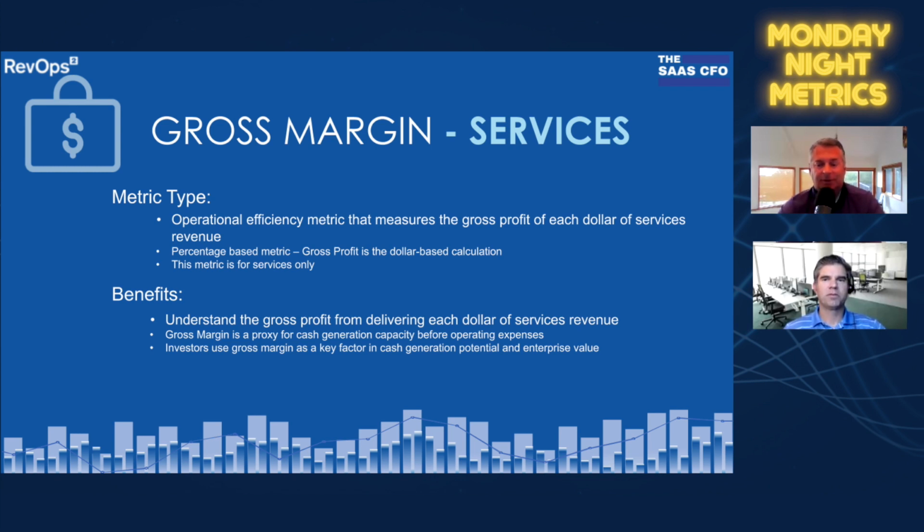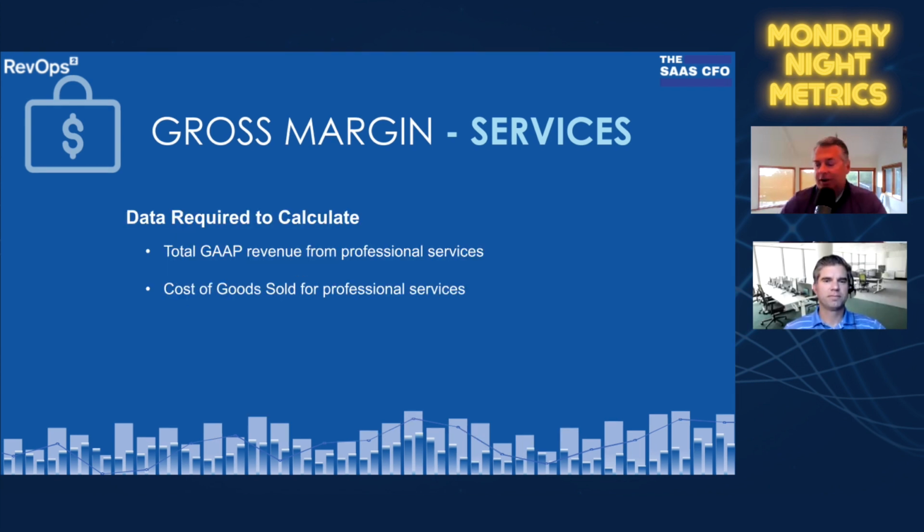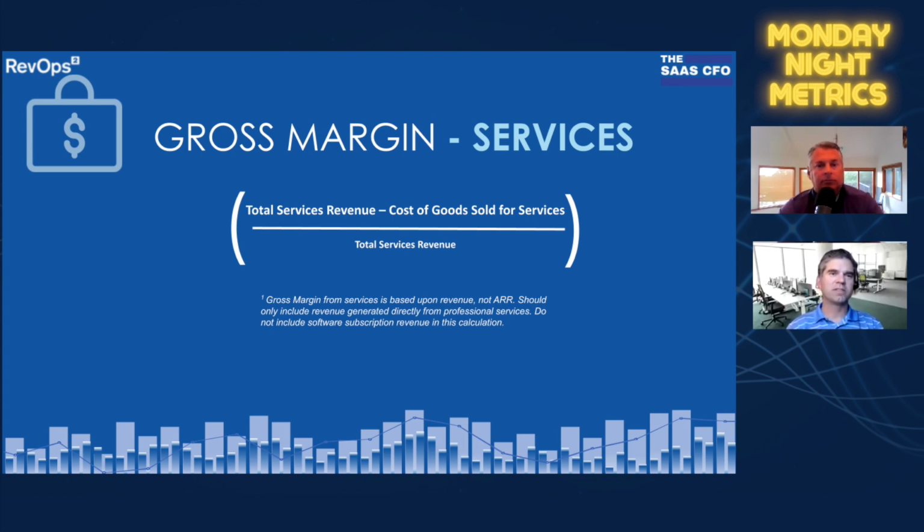Yep, absolutely. Well, let's go real quick to the calculation. Same concept here. And actually we can go to the next slide, where we're isolating our services revenue minus our cost of goods sold for services. In my SaaS P&L, this is just one item, services, so it's that services cost center. It's really easy. I take my services revenue minus my services cost center, and I've got my gross profit, my gross margin.